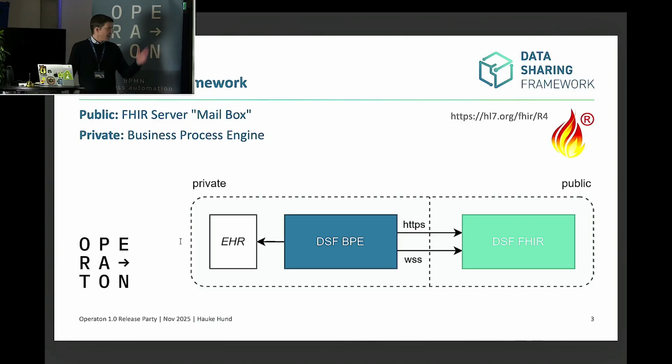And of course, Operaton and the business process engine world, I don't have to explain to you. What I want to explain on this slide is that the FHIR server lives in a public network, so it is accessible from the internet, of course with authentication and all that. But the business process engine itself lives in the internal network of the hospital or a research organization, behind a big firewall. One way we integrate those two worlds is that the business process engine talks from inside to the mailbox, if you will, that lives on the outside.